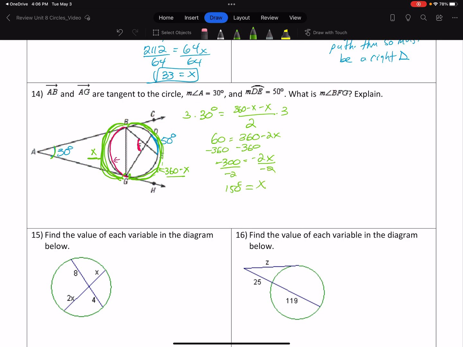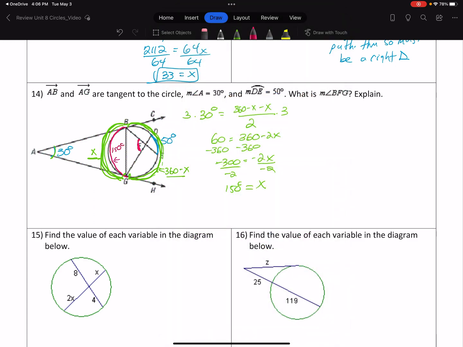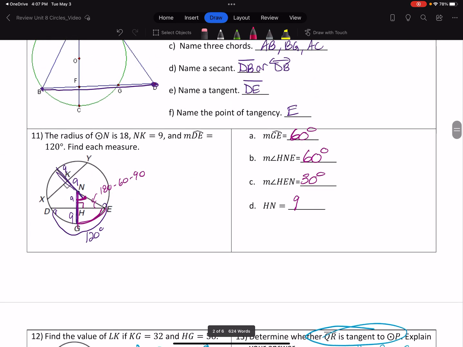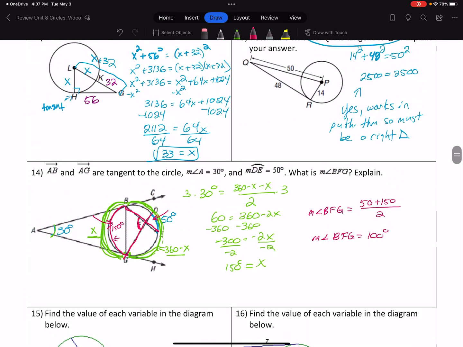So x was equal to 150. So now I know that this arc right here is 150 degrees. Now I have enough information because I know this arc and I know this arc. And I know the measure of angle BFG is equal to my arc that's 50 plus my arc that's 150 divided by 2. So the measure of angle BFG is equal to 100 degrees. And that's short but sweet, and we practiced a couple other things, that's all you need for B, so I'm going to stop that one.